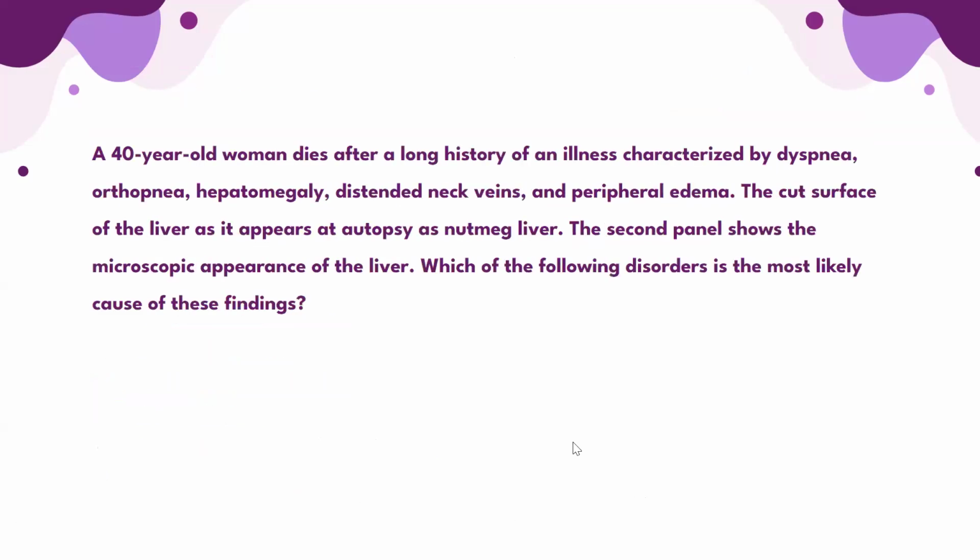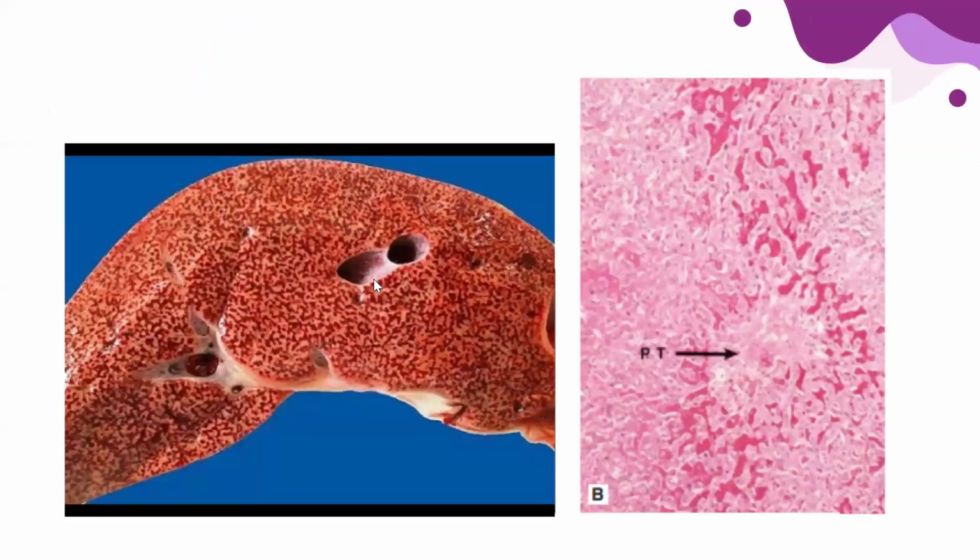Okay. A 40-year-old woman dies after a long history of an illness characterized by dyspnea, orthopnea, hepatomegaly, distended neck veins, and peripheral edema. Would anyone be able to tell me what these symptoms indicate? What disease did you think she has? Congestive heart failure. Perfect. So she has congestive heart failure. The cut surface of the liver as it appears at autopsy is nutmeg liver. The second panel shows the microscopic appearance of the liver. Which of the following disorders is the most likely cause of these findings?